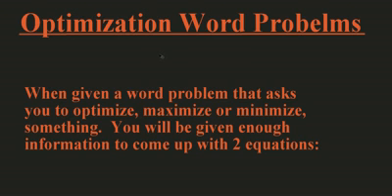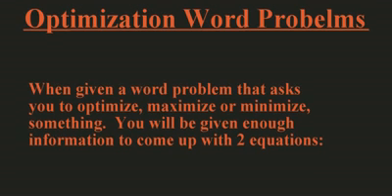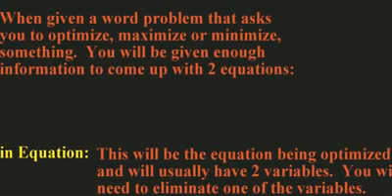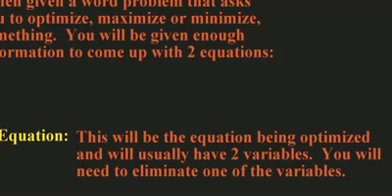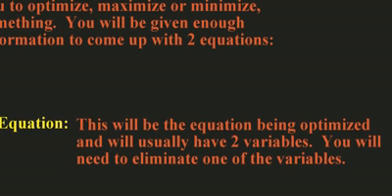Today we're going to be looking at the concept of optimization word problems. When you're given a word problem that asks you to optimize something, in other words maximize or minimize, you'll be given enough information to come up with two equations. One will be your main equation in which you're trying to optimize it. Okay, and it'll have two variables usually, and you'll need to eliminate one and then prove it's a max or min.